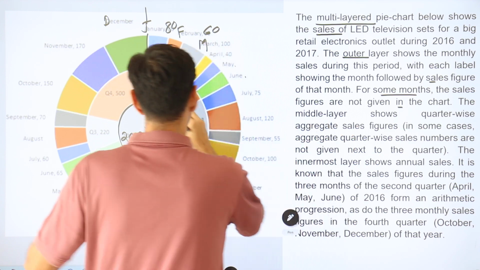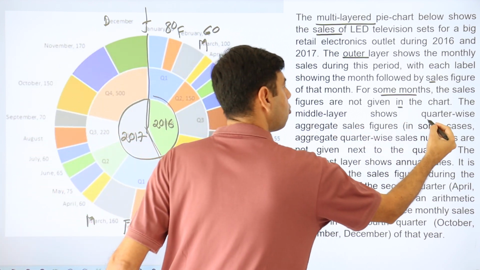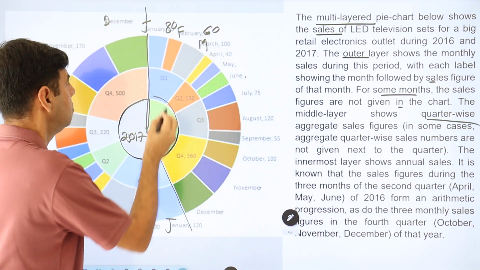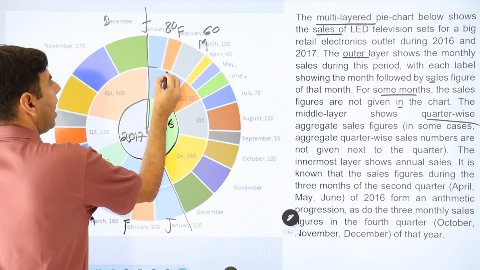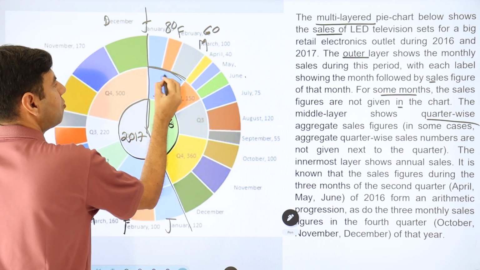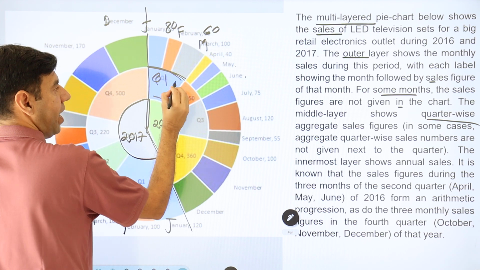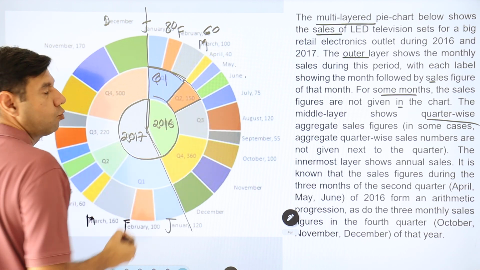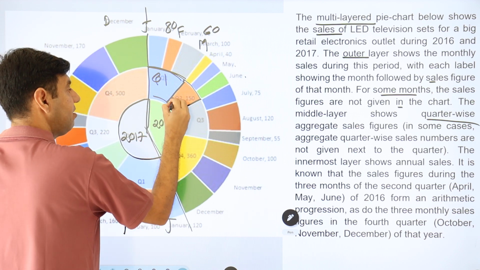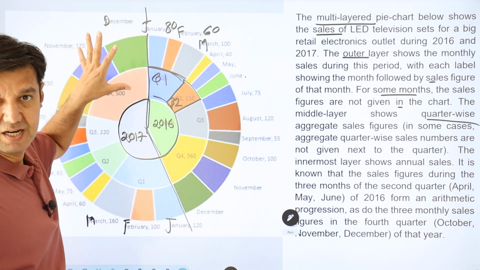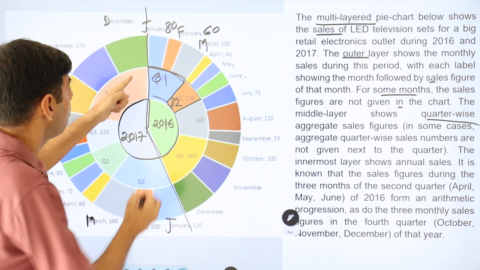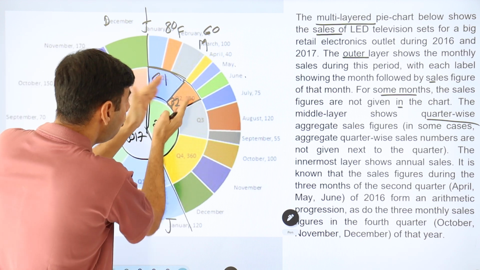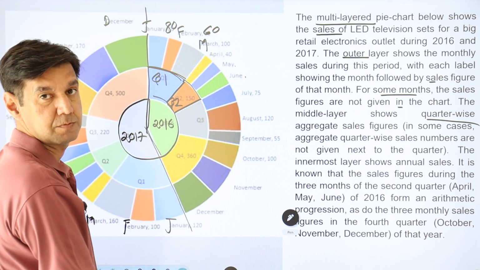And the middle layer shows the quarter-wise aggregate. So Jan, Feb, March, all these three are clubbed together and they become quarter 1. April, May, June clubbed together, quarter 2. Again, keep remembering what is the purpose of a visual depiction. In quarter 1 the sales are more than in quarter 2.